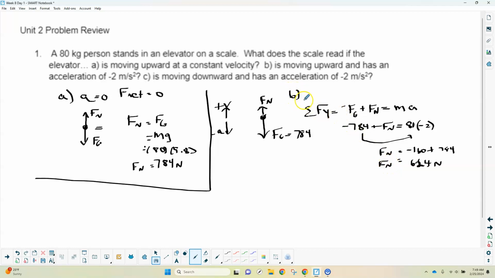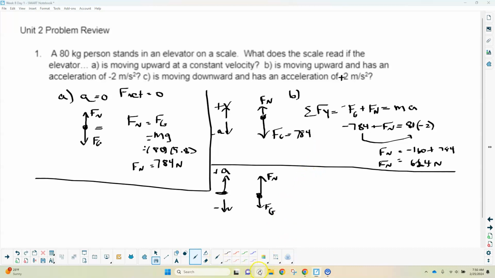Part C, here there's a typo, but on your paper it should say it's got a positive acceleration of 2 meters per second squared. So again, same kind of scenario. This time the acceleration is positive, so the acceleration vector is going up and the elevator is moving down. So it's another slowing down scenario, but this time the normal force is larger than the gravity force because the net force points in the direction of the net acceleration. Again, the gravity force hasn't changed. So that's still 784.